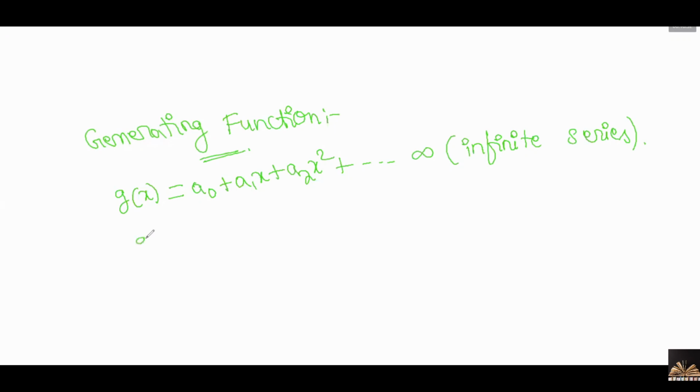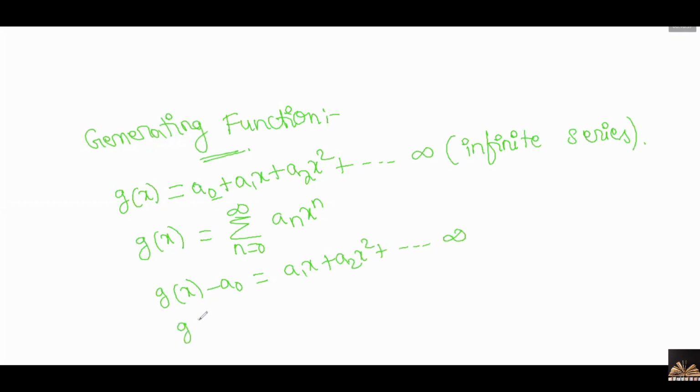You can write it in summation form as g of x equal to summation of n from 0 to infinity an into x power n. And from this first equation, if you take the first term a0 to the LHS, it becomes a1 into x plus a2x square plus so on up to infinity. This can be written as g of x minus a0 is equal to summation of n equal to 1 to infinity an into x power n, where the lower limit is 1.